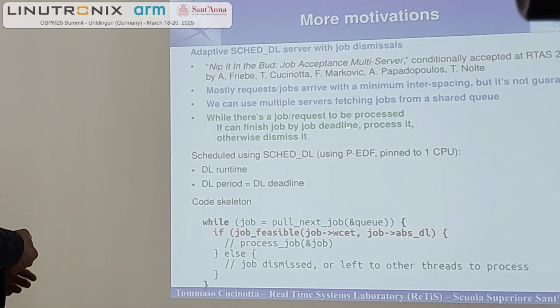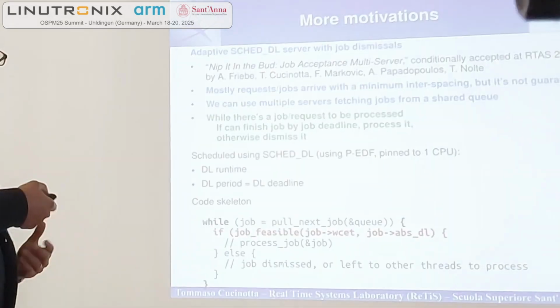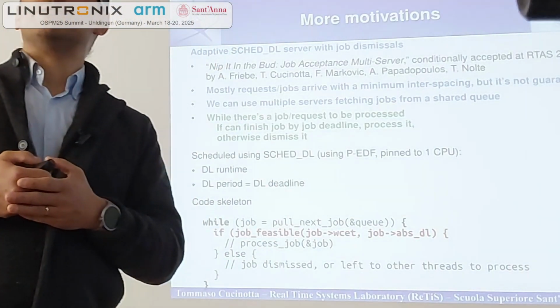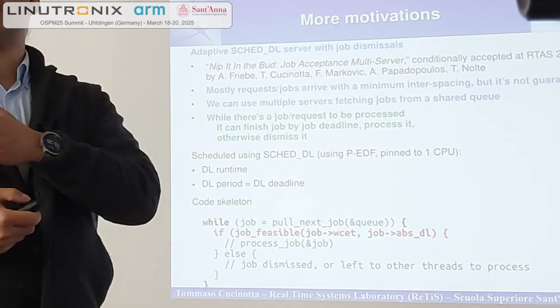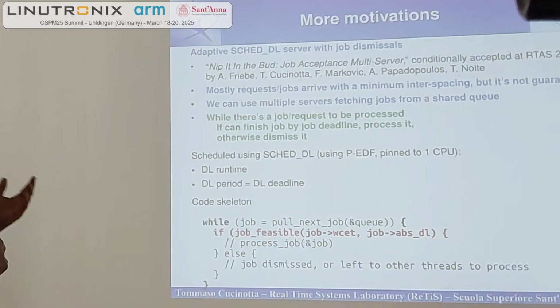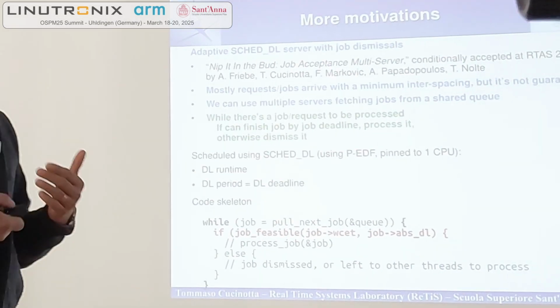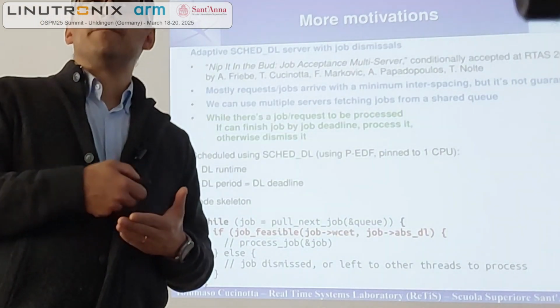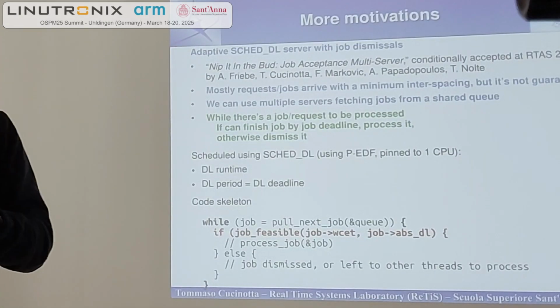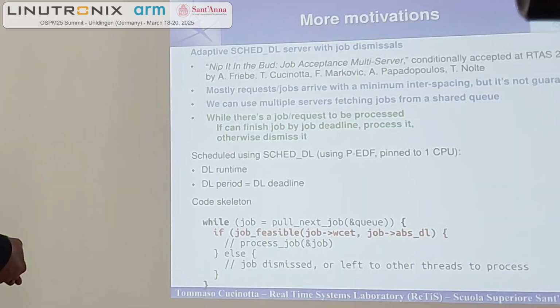So in this case, we may have a pool of threads that pull jobs out of a queue, where each job comes with a submission time and a deadline. And the idea is that if I can process one of these jobs on time, I process it. But if I can't, I let it go. I'm going to skip the job. So the idea is to have a loop like this in our code.